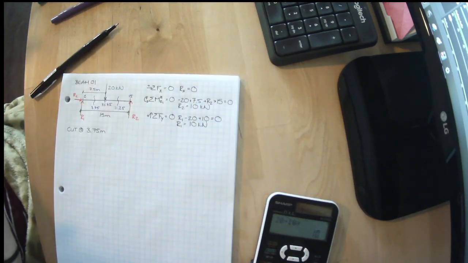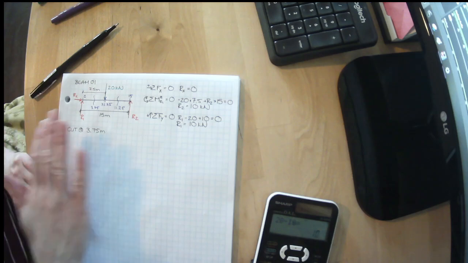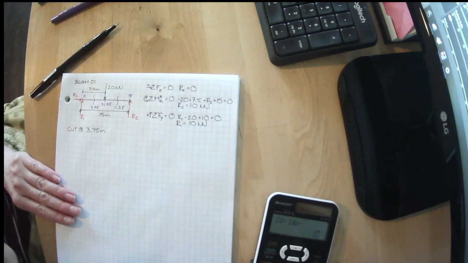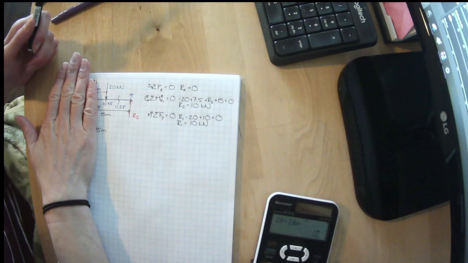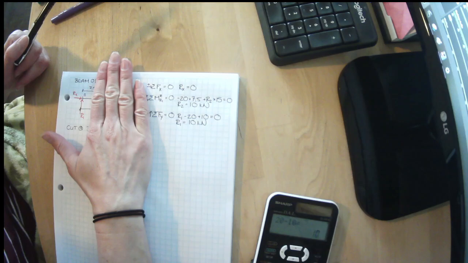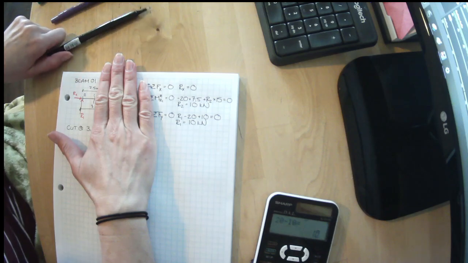I always tend to keep the left-hand section of my cut, but you can keep the other side. It is totally fine. I just like to be consistent for myself. So I'm going to always keep the left-hand side, all right? So I am going to make a cut right here that looks like that, and I am going to keep this side of the member.